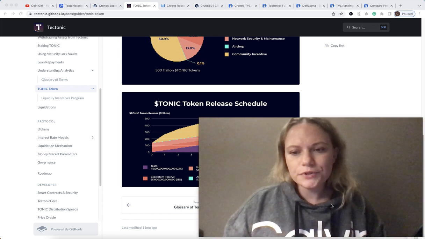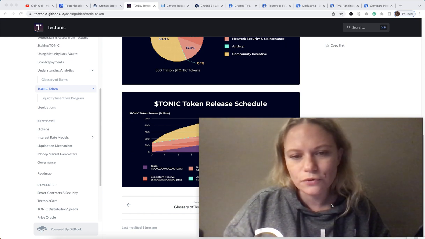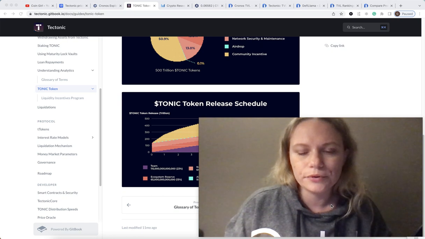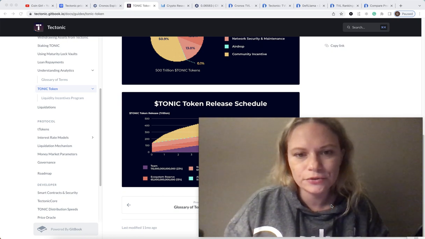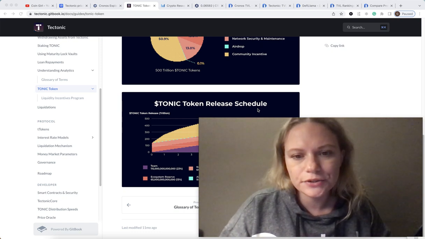So the most important thing here is not to put a lump sum for all the TONIC you want to purchase. It's better to DCA during those unlocks for the tokens with those incentives and staking rewards, so please make sure you understand it.